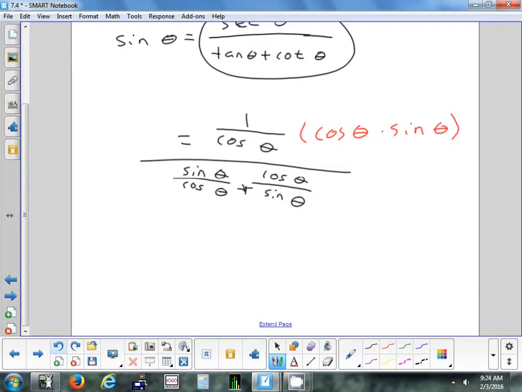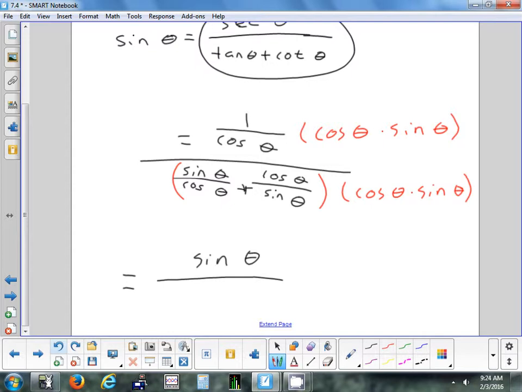Okay, so we're going to multiply the top by cosine sine and the bottom by cosine sine. I haven't tried it this way, so I don't know how this is going to work. What are you left with in the top if you do that? Sine. Just sine. Okay, the cosines cancel. Now in the bottom, you have to distribute that to both. So if I multiply cosine sine to the first fraction, what would cancel out?